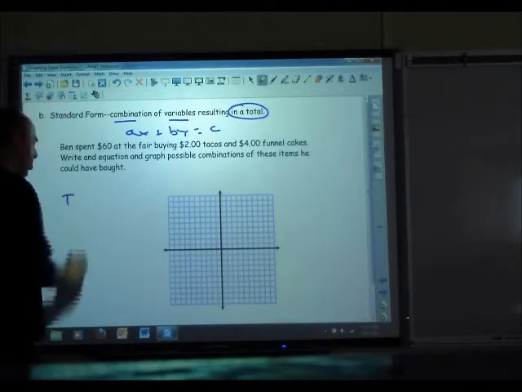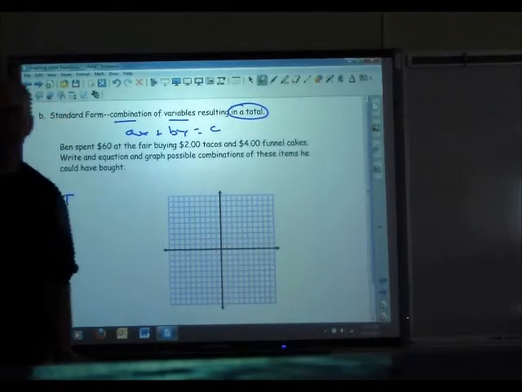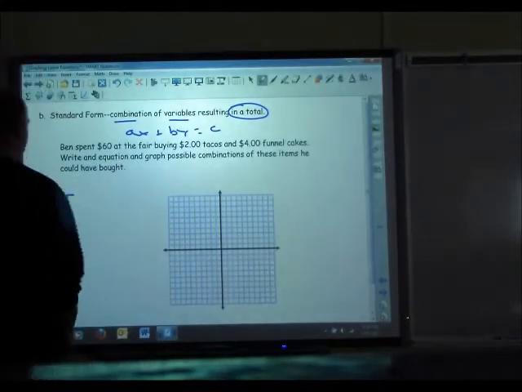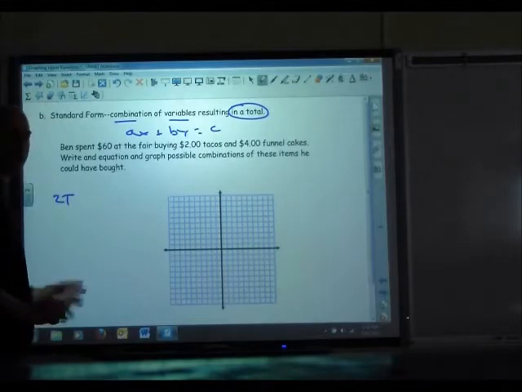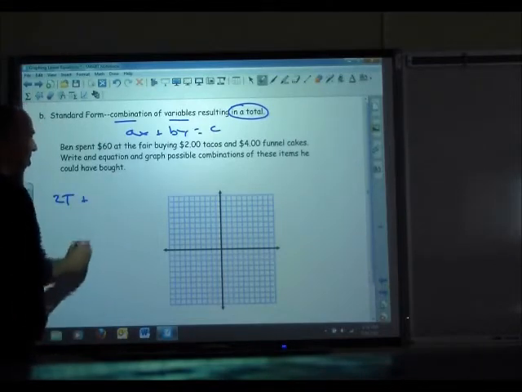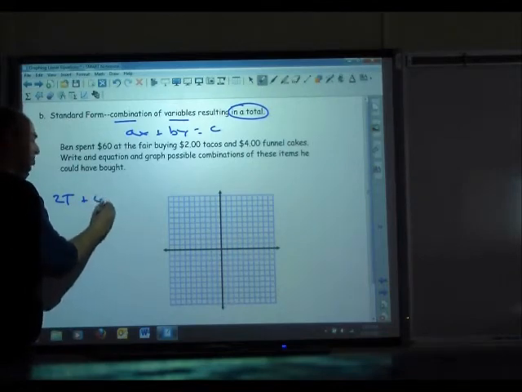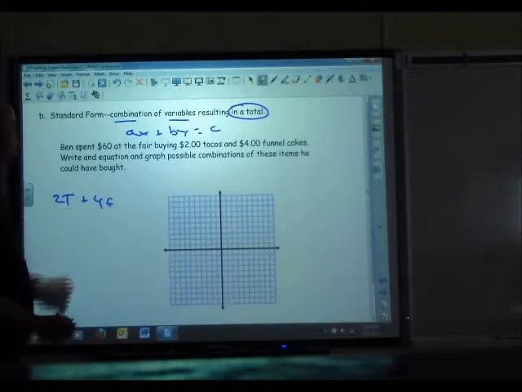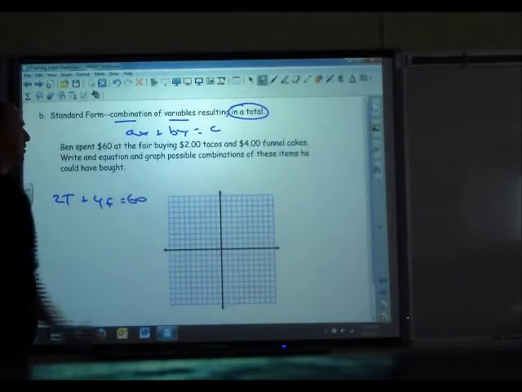So I'm going to use T for the amount of tacos he buys. Now, this problem is not just about quantity, it's about value. And every one of those tacos is $2. So I would want you to write 2T would be the amount of money spent on the T tacos. The funnel cakes are each $4 per funnel cake. So I'm going to say 4F. So money spent here plus money spent here has to equal 60.